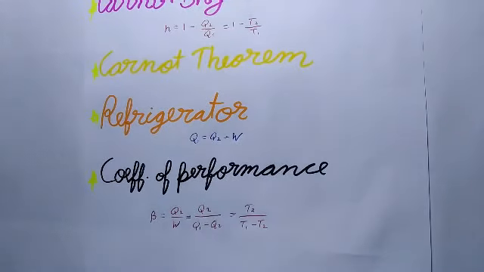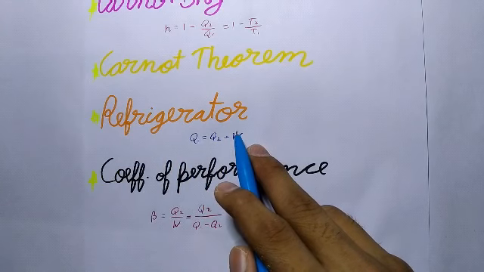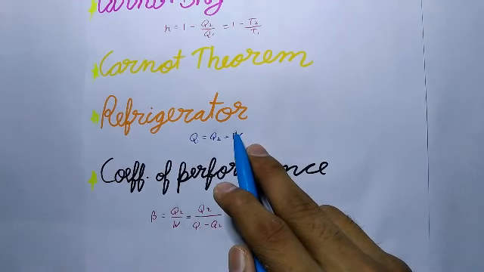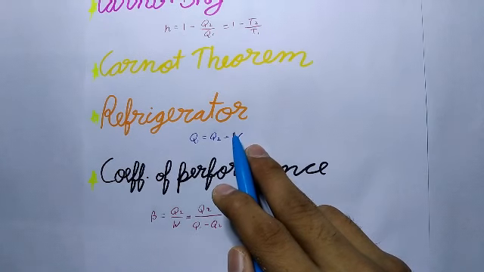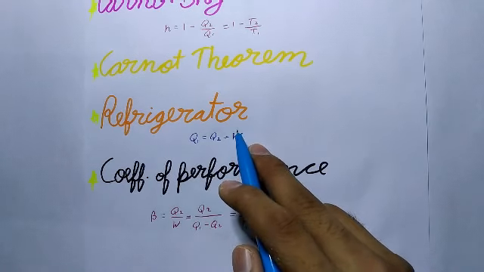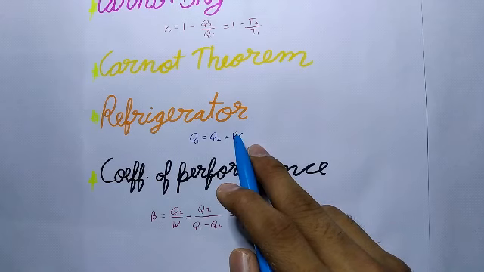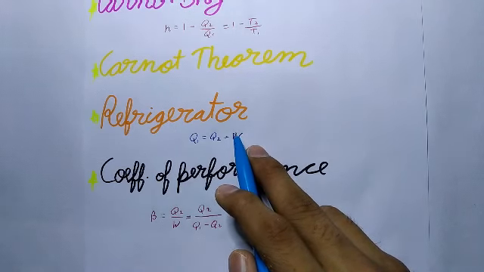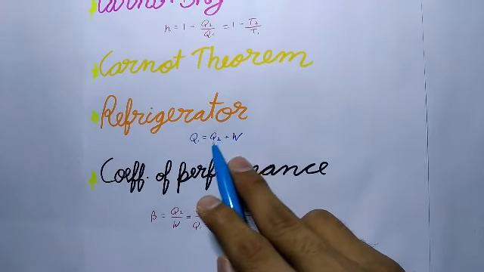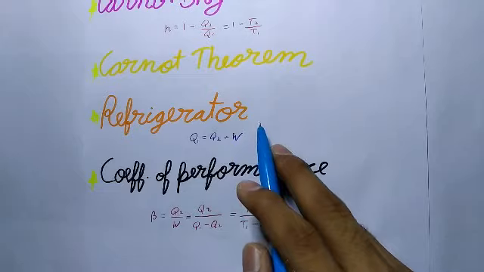Next topic is refrigerator. It is a heat engine working in the reverse direction. Here the working substance absorbs heat Q2 from the sink at temperature T2. An external agency does work on the working substance. A larger amount of heat Q1 is rejected to the source at higher temperature T1. So Q1 will be equal to Q2 plus capital W.